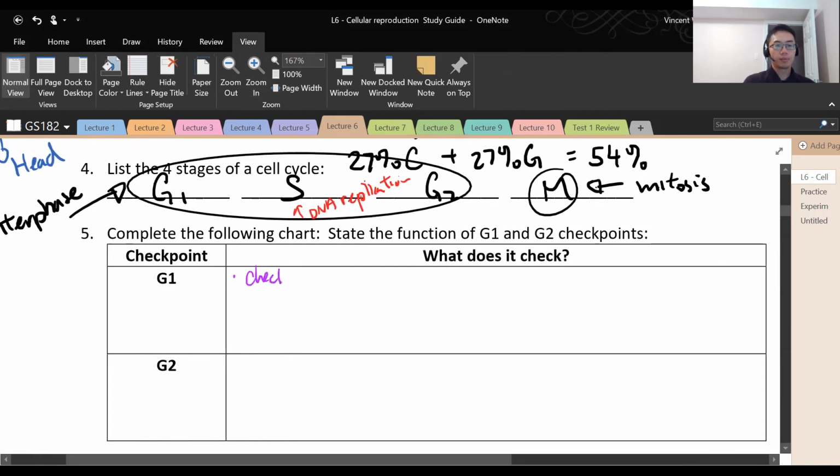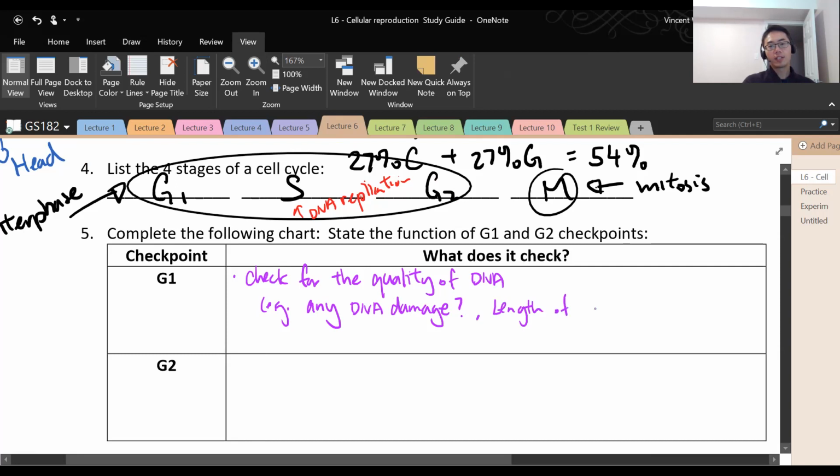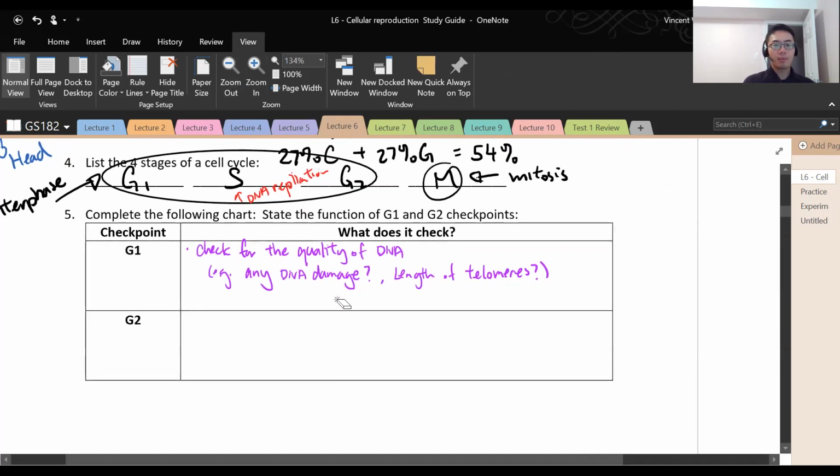Okay, check for the quality of DNA. So for example, any DNA damage that was not repaired, for example. You might also want to check for the length of telomeres. Okay. So if there is too much damage or the telomeres are too short, then the cell will not be allowed to proceed to the next phase.